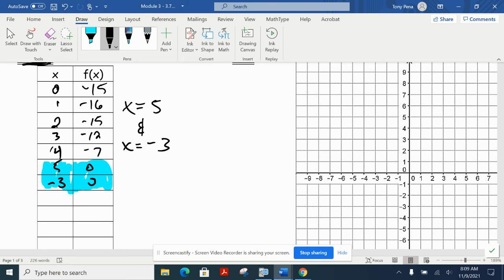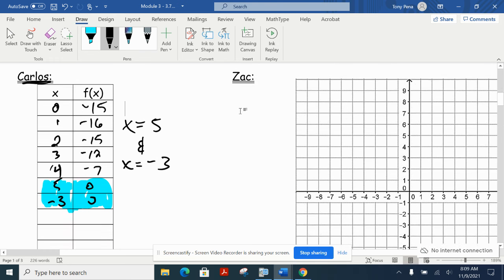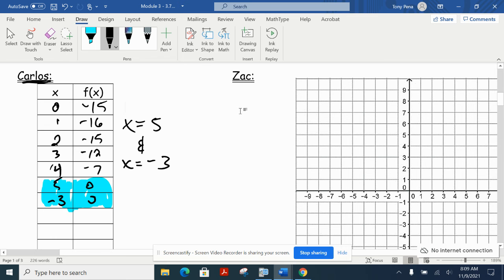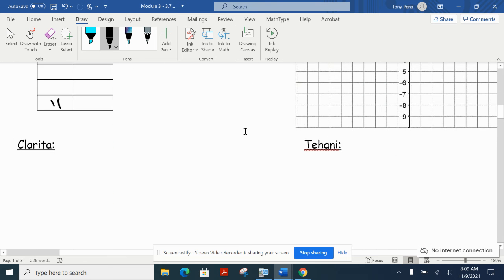All right. So if I give you a table tomorrow, if I give you a table on a quiz or on a test, what you are looking for is where that y value is a 0, whatever that is, those are your two solutions. Okay. All right. The graph we're going to do last.